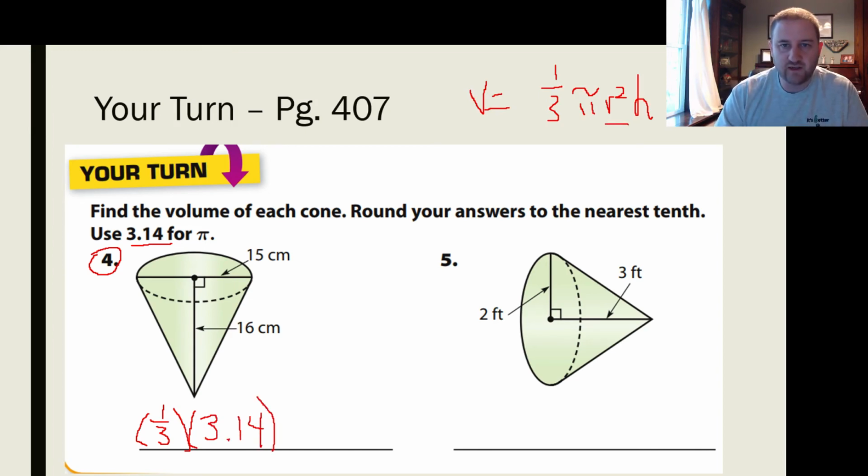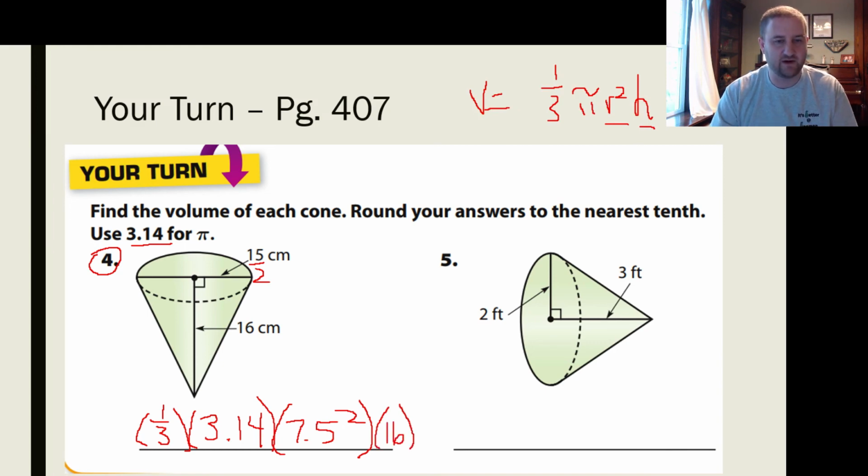times the radius squared. What's our radius in this one? Well, you might think 15, but no, 15 is the diameter. We got to take this and divide it by 2 to get the radius. Okay, the radius is only halfway across. The 15 is all the way across. So that means our radius is going to be 7.5. And then that's squared, and then times the height, which is 16.